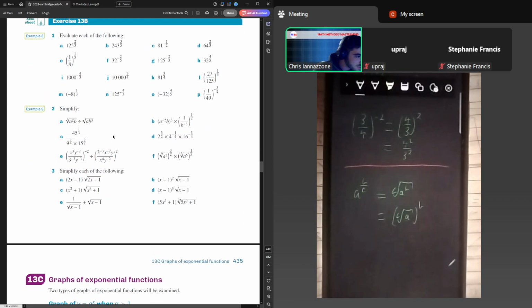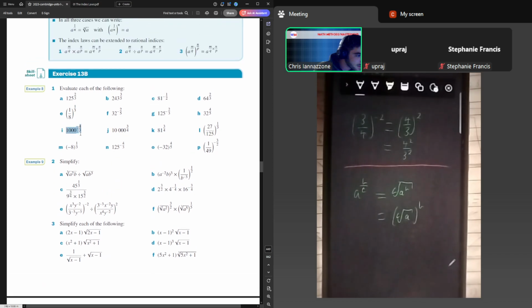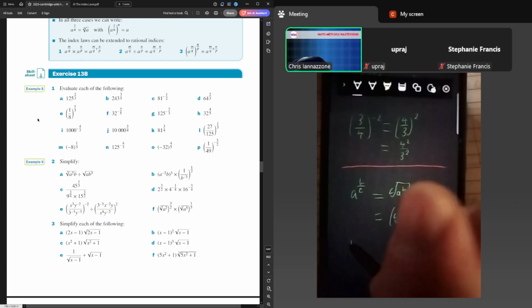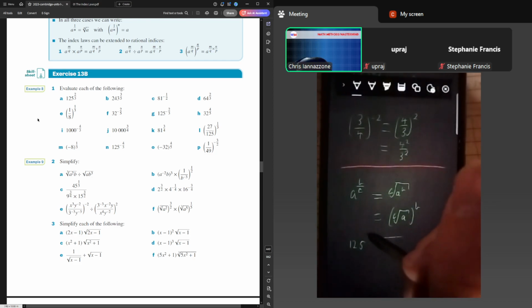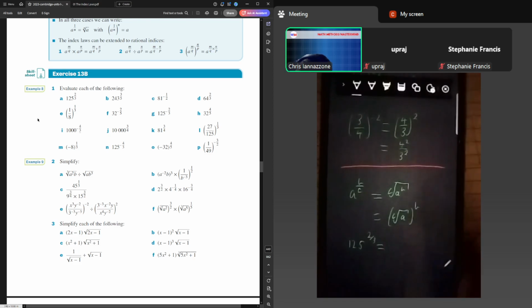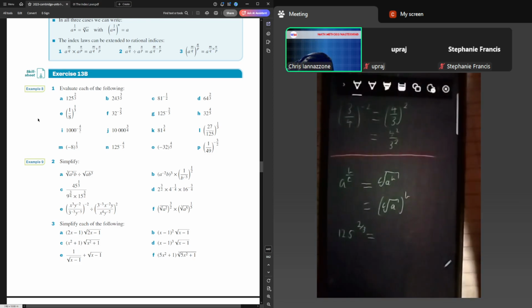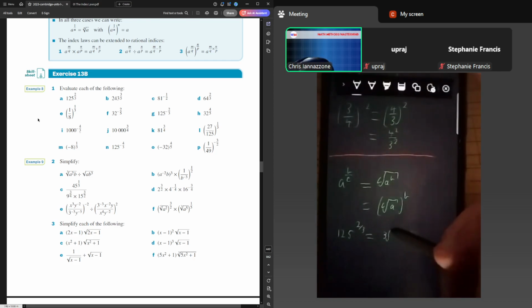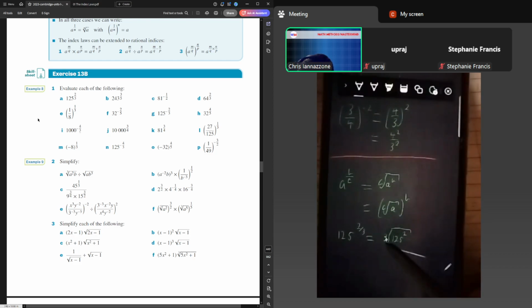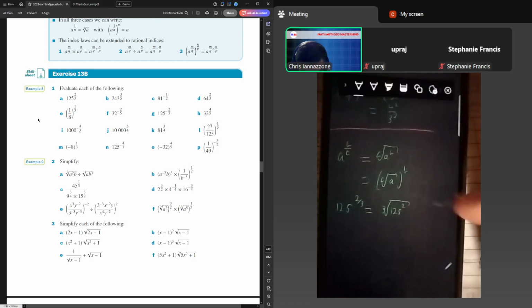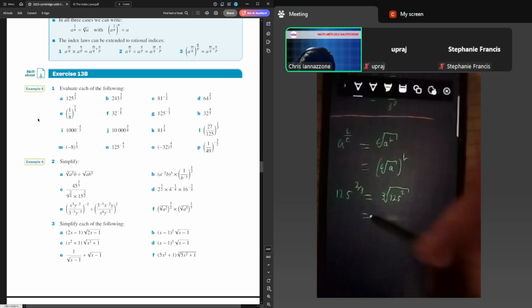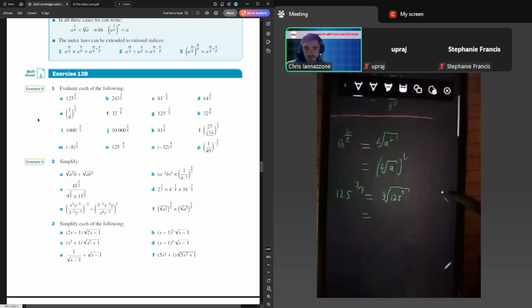In fact, let me see if I can find a good one for it. Okay, this will do. If we go with 125 to the power of 2 over 3, one potential way we could write that would be this first example here, which would be the third root of 125 squared. The 3 is there, making it the third root. The 2 is in the numerator, making it the power of the base. Now here's the thing. Who knows what 125 squared is? I couldn't do that off the top of my head. That's a lot of effort.